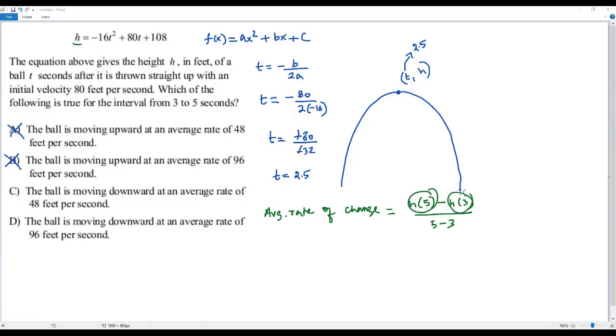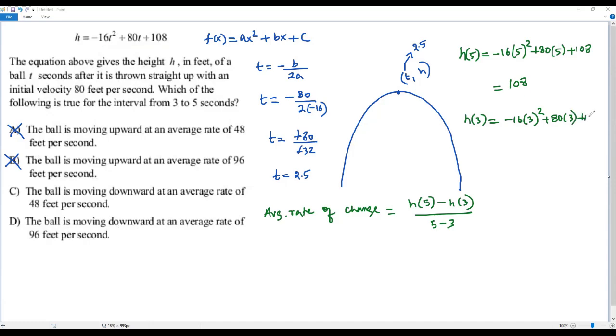Here h of 5 equals negative 16 times 5 squared, plus 80 times 5, plus 108. When I evaluate this using a calculator, I am getting 108 for h of 5. Now to get h of 3, we plug t equals 3 into the function: h of 3 equals negative 16 times 3 squared, plus 80 times 3, plus 108. When I evaluate this, I'm getting 204. Here I got the values of h of 5 and h of 3.